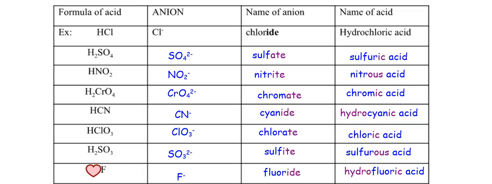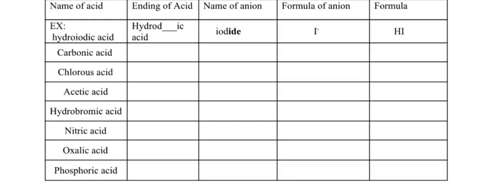Well, hopefully that is getting a little bit easier. So let's do the opposite. What if I give you the name, then you tell me the formula? So let's scroll down a little bit. For example, we have hydroiodic acid. So the ending of the acid is hydroic.